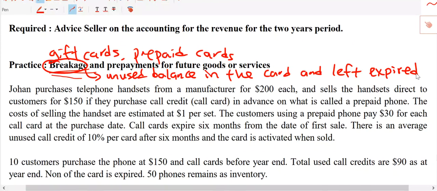Breakage in a warehouse means something different. That means damaged goods. But in accounting here, breakage means unused balance in the card that is left.